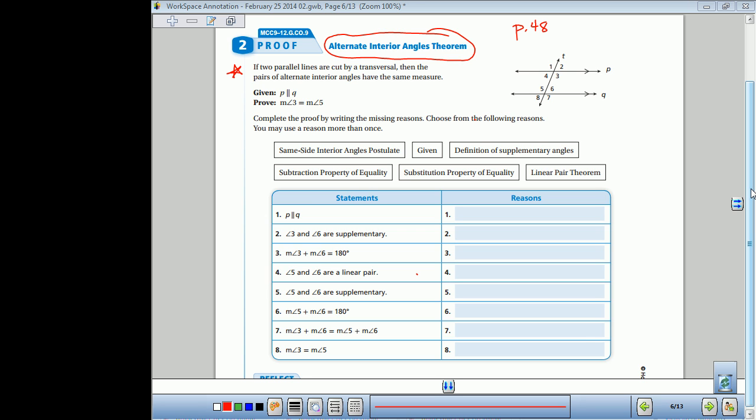Are you skipping number 4? Yeah. Skip number 4, everybody. We'll talk about number 4 in just a minute. Skip reason 4 and see if you can get the rest of them.